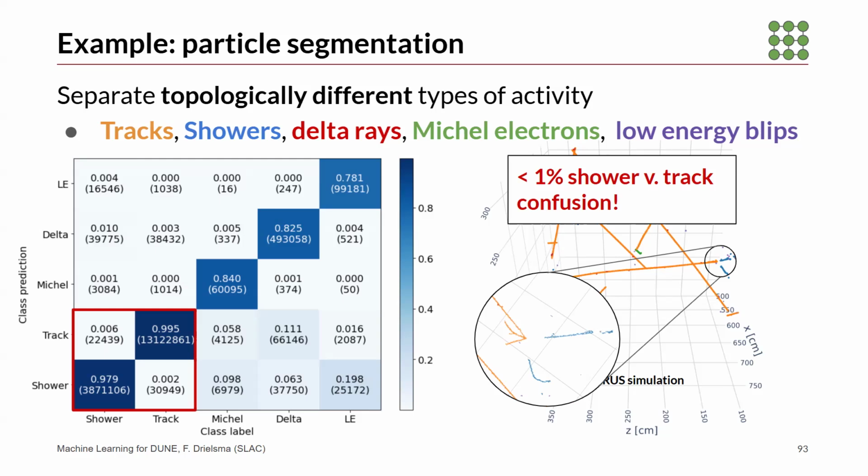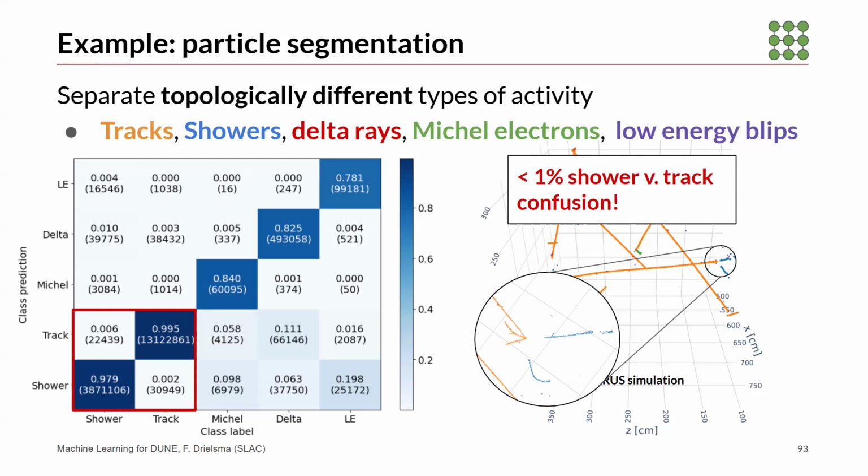So you can see, for instance, that the shower track separation is very, very good. The track accuracy is at 99.5%. The shower accuracy is at 97.9%. And the probability of predicting a shower pixel as a track is smaller than 1%. Right? This is what this is telling you, 0.6%. And conversely, track to shower is smaller than 1% at 0.2.